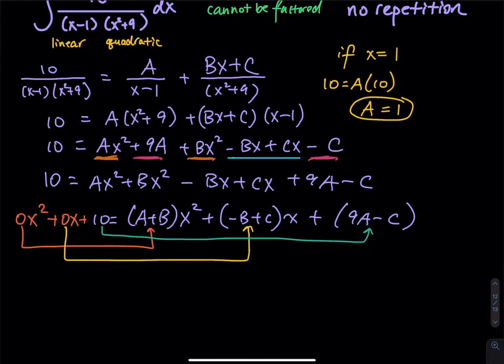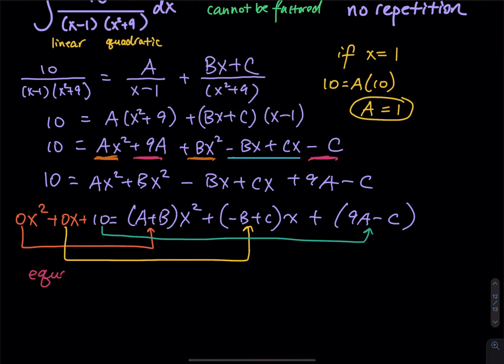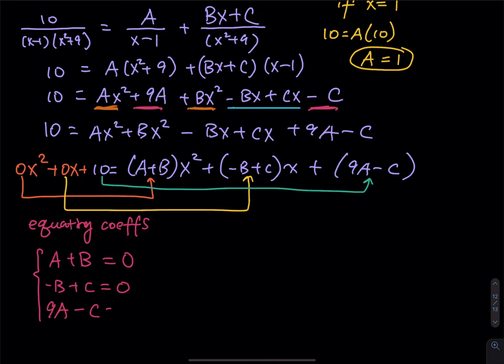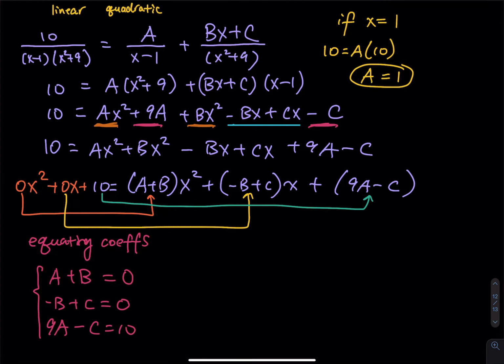All right, let's do the system. This step is called equating the coefficients. Let's use red. So equating coefficients, we have a plus b equals 0, and then minus b plus c equals 0, and then 9a minus c is equal to 10. Don't underestimate the convenient value we just did, a equals 1, because that will simplify the system immediately.